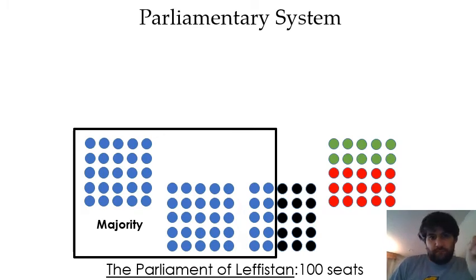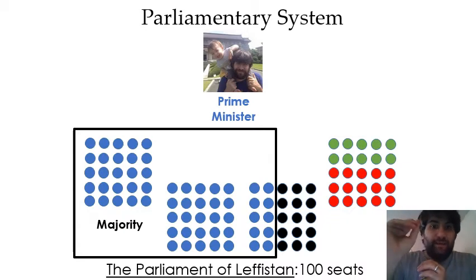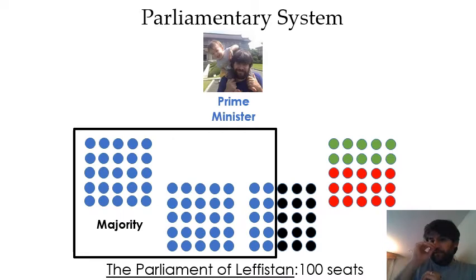One of their first orders of business is to elect a leader, right? That leader is going to be called the prime minister in a parliamentary system. They will be chosen by their party, and they'll be in charge. And to use the language that we just used, they will be the executive, right? They are head of the executive branch, whereas the parliament is the legislative branch.